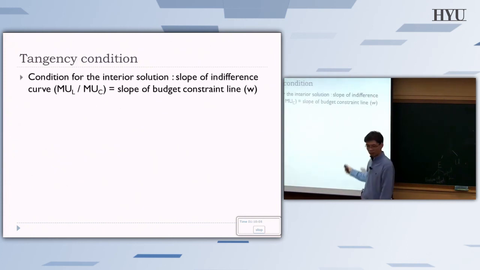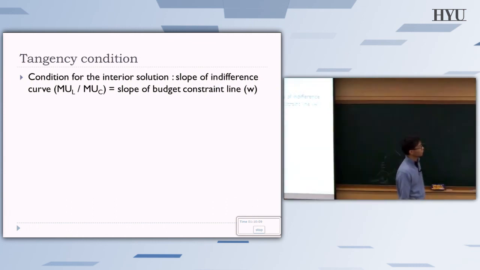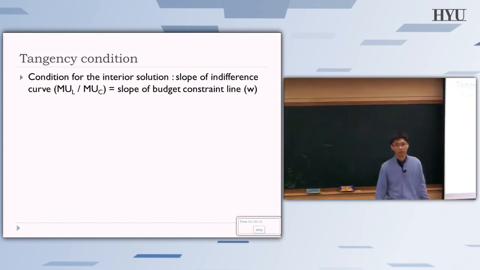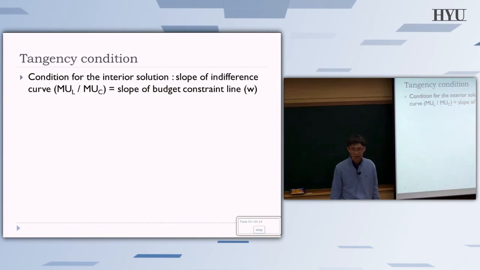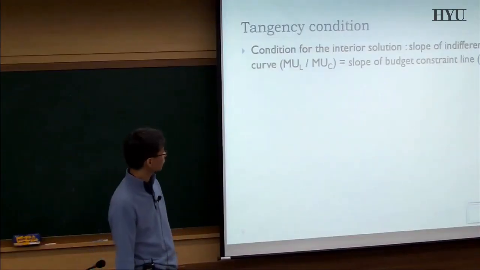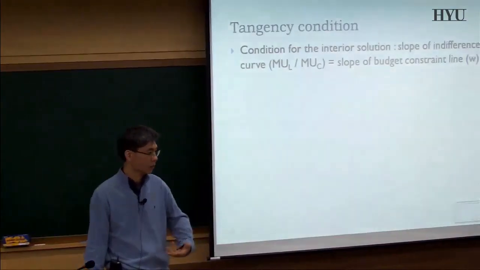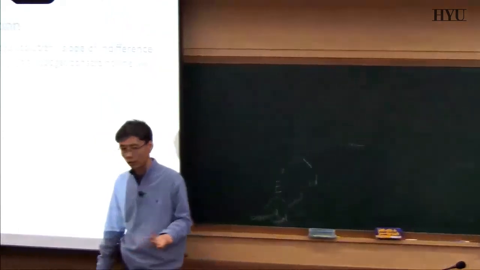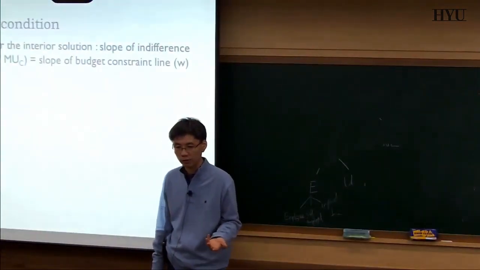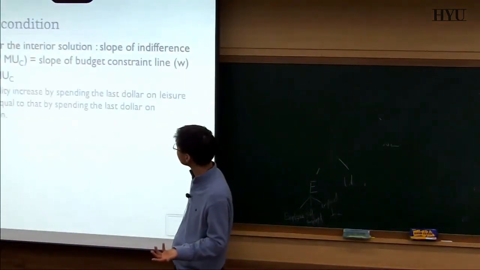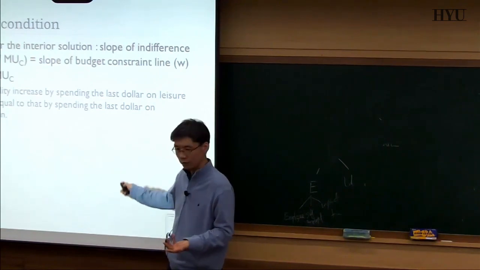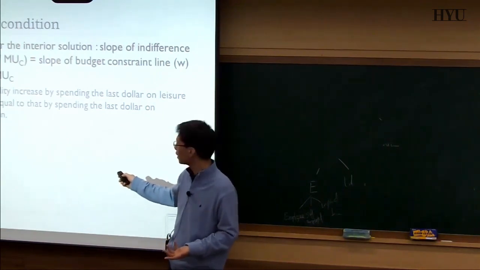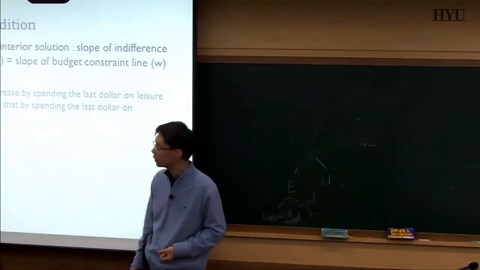So we have a condition at point P: the slope of the indifference curve equals the slope of the budget line. It's all standard. So MRS equals the slope of the budget line, MRS equals W. In this case the MRS is MUL over MUC, so MUL over MUC should be equal to W. MUL over W equals MUC.